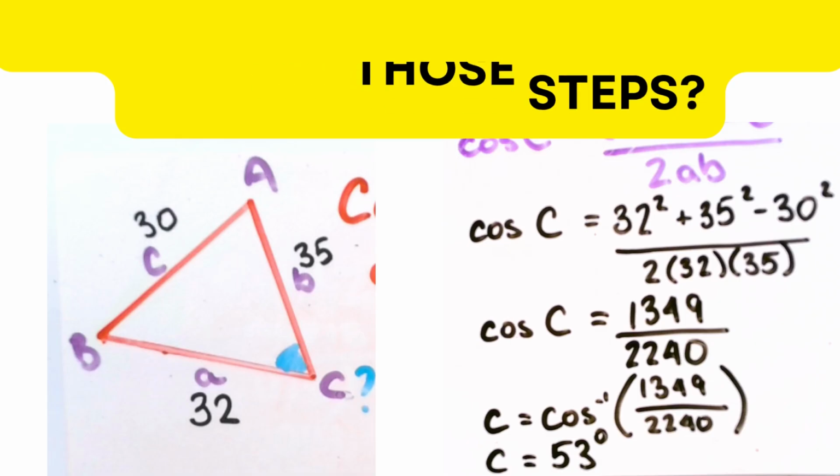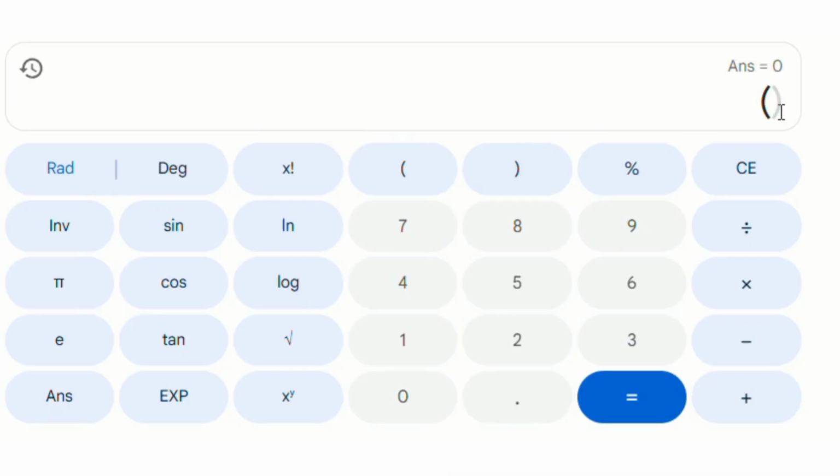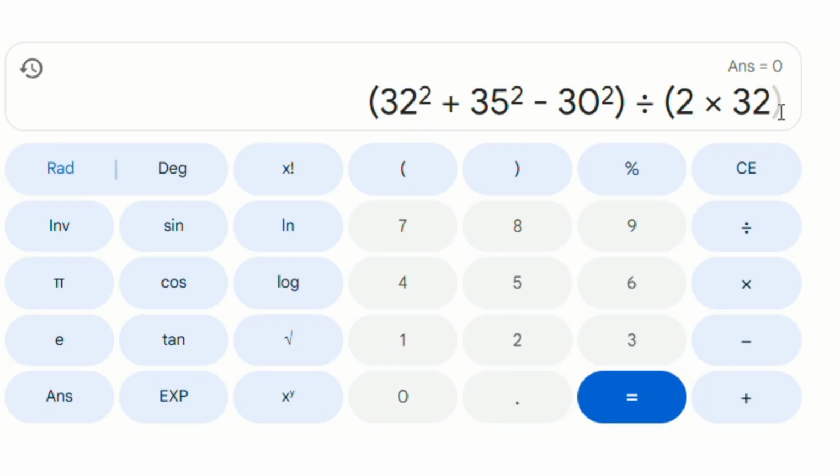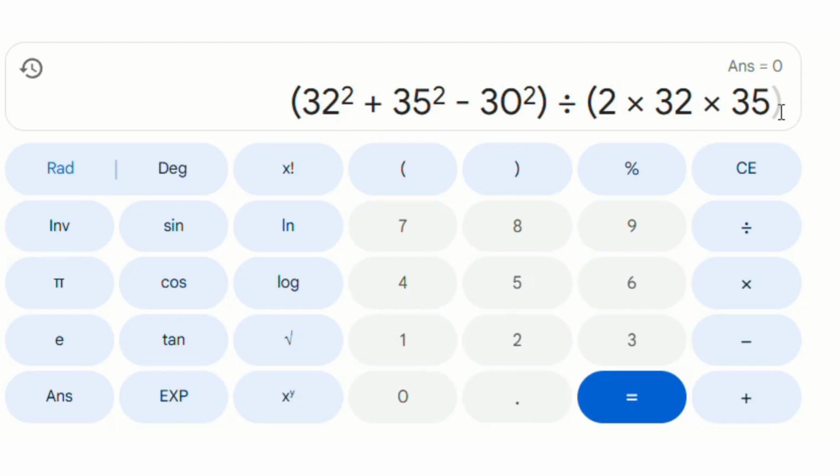I have something for you. Once you have your entire equation written out, just keep your numerator separated by brackets and then divide that by the denominator, also separated by brackets. Make sure that you're in degrees, take your cos inverse, and that's it. Then you're done. You get the exact same answer, and your calculator is actually following BEDMAS. You see? Numerator separate, denominator separate.